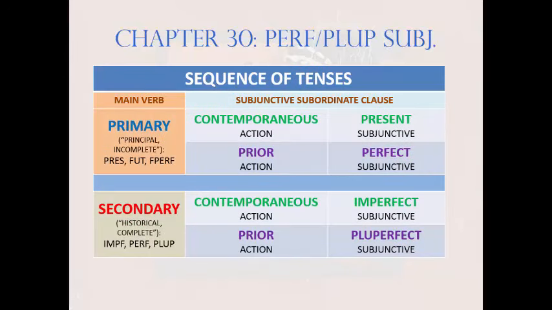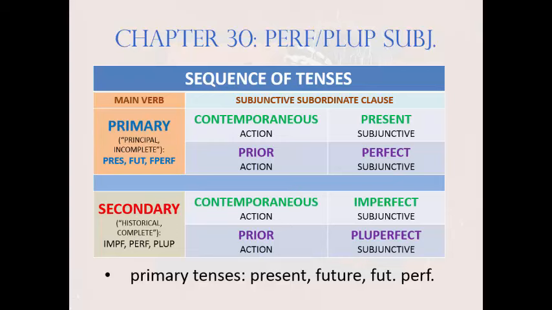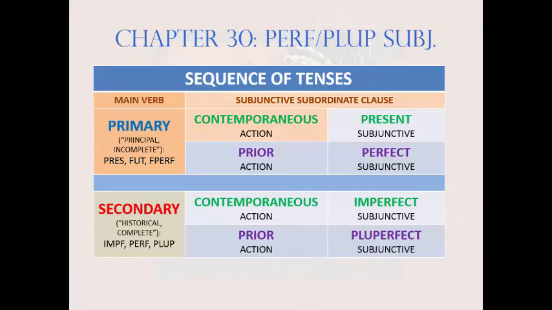If the main verb is what grammarians call primary, that is, present, future, or future perfect, happening now or in the future, and if the action of the subjunctive verb in the clause is happening at the same time as that of the main verb, the term for that is contemporaneous. For instance, he knows who she is. That is, he knows right now in the present who she is right now, at the same time as the main verb, i.e. contemporaneously. If that's the case, then Latin uses the present subjunctive in the clause. Here it would be sit.